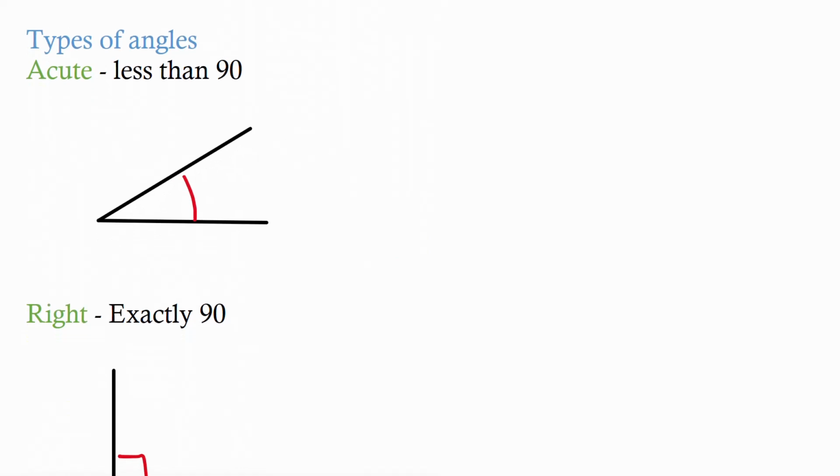Now we're going to cover a bunch of different types of angles. So some of these you may know, some of these you may not know. So we have acute angles, which are less than 90 degrees. So it could be 63 degrees, it could be 12 degrees. They're all what we call acute angles.